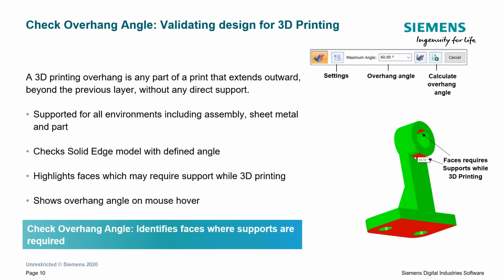Another checker we have is overhang angle. This helps you validate the design for 3D printing. After all, you can't just print material in space, it has to be supported. So this option helps you find out those areas that will need support.